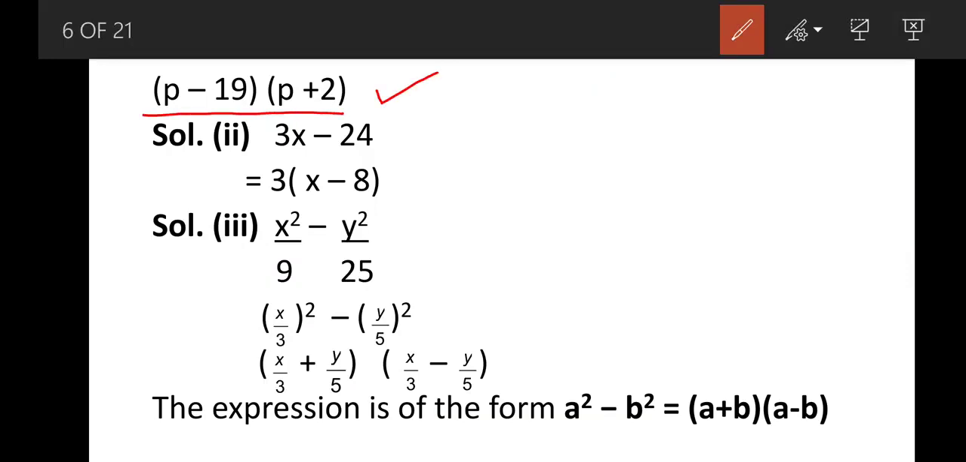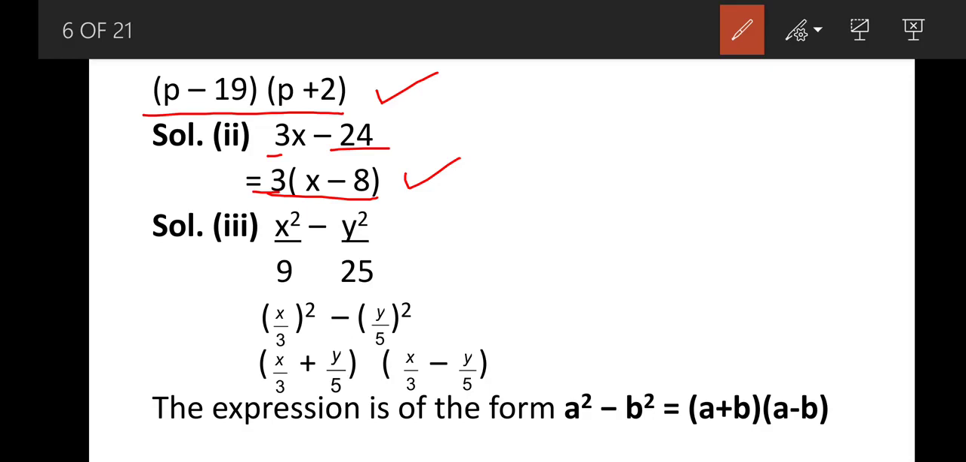Coming to the second part, that is 3x minus 24. This is a very simple question. You need to take the common factor of 3 and 24. What is the common factor of 3 and 24? It is 3. What will be left inside the bracket? X minus 8. So 3 bracket x minus 8 is your answer of the second part.